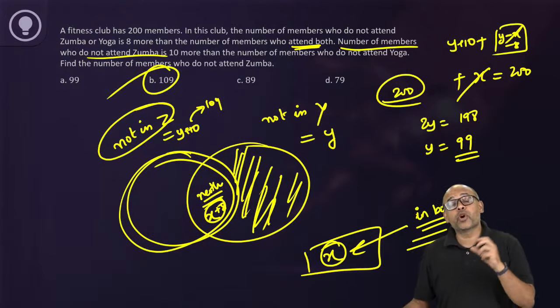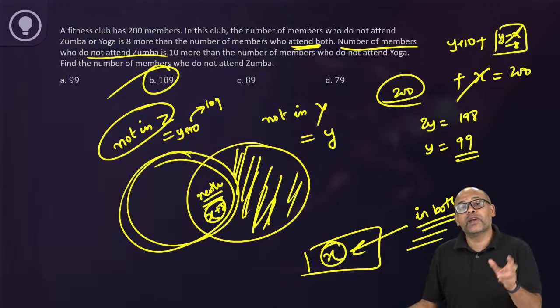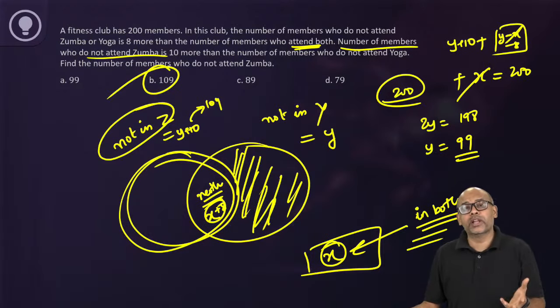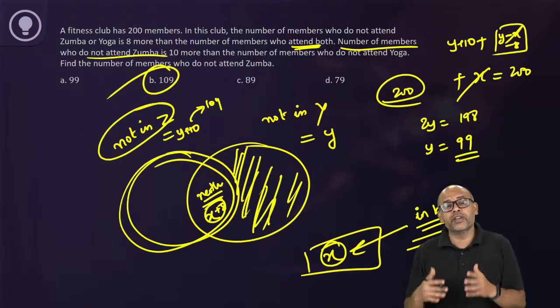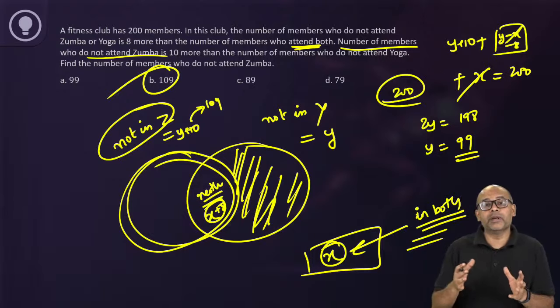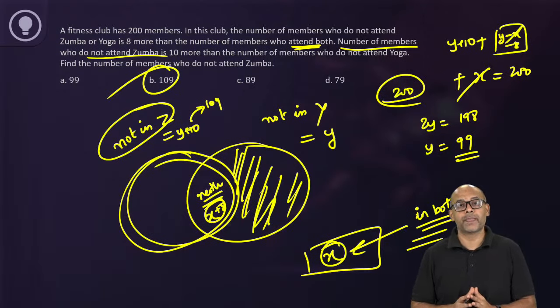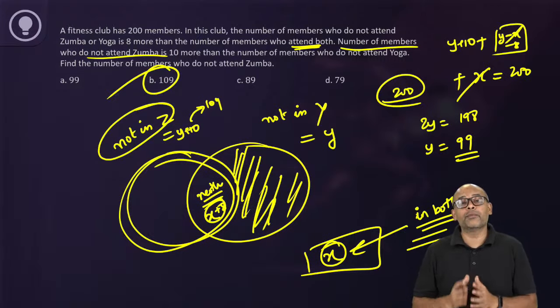This question will become complicated if you start with Venn diagram as people in Zumba and people in yoga. I'll not say it is complicated, but it becomes a little bit more lengthy. But this becomes very straightforward if you start with the parameters as not in Zumba and not in yoga. That is the best way to solve this kind of a question. Right? So with that, I'll come to the end of my session.